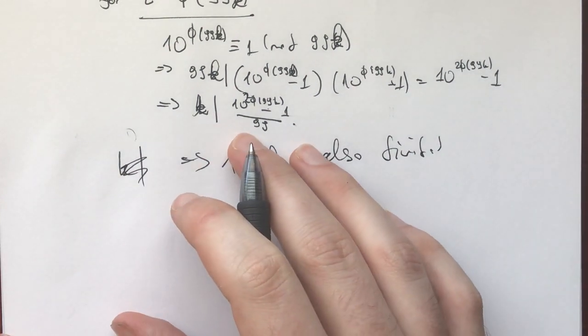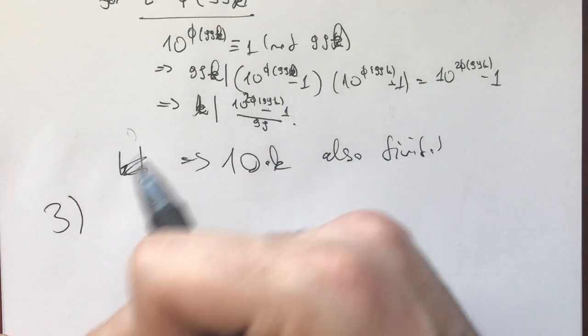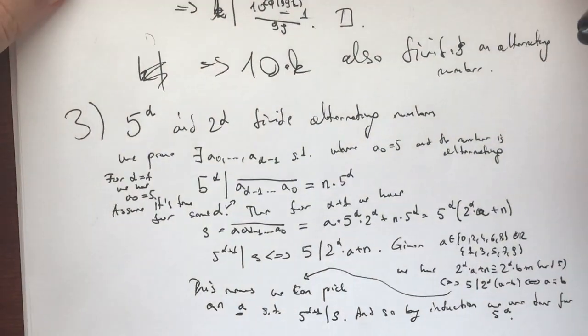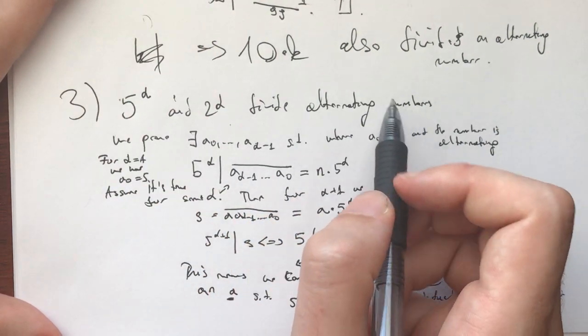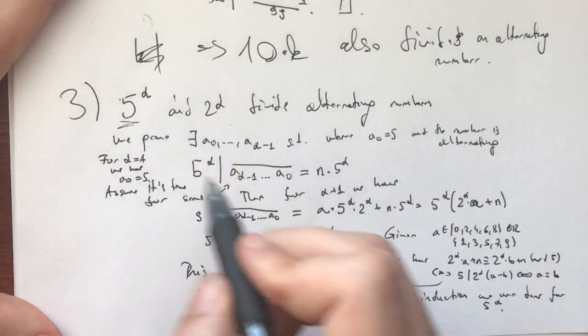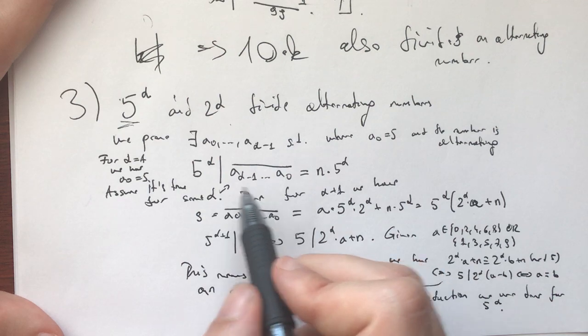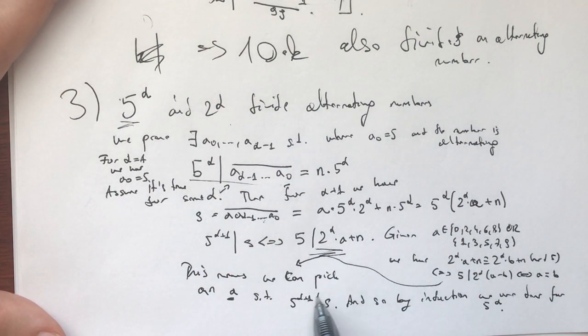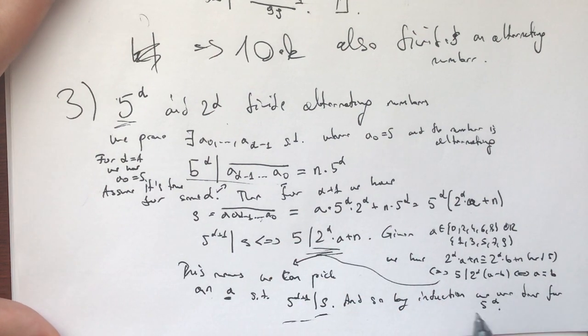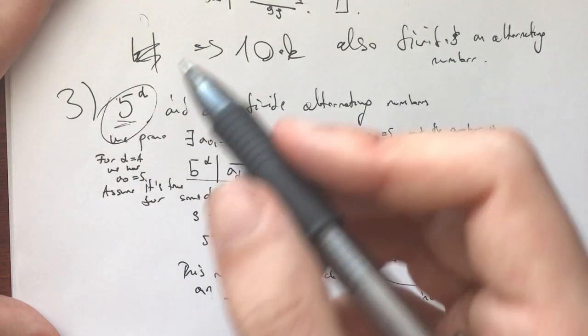And now with that, we move on to our third claim, which is that 5 to the alpha and 2 to the alpha divide alternating numbers. We first proved this for 5 to the alpha. We prove it by induction: assume this is the case, and then we show that we can always find 1 such that 5 to the alpha plus 1 divides it. And by induction, we have it for all 5 to the power of alpha.